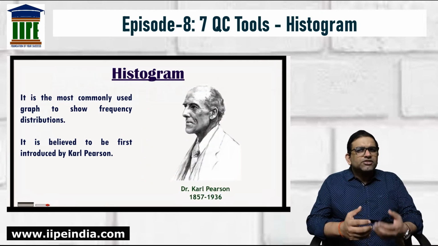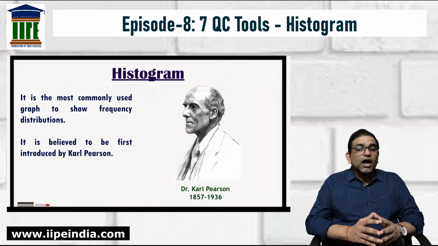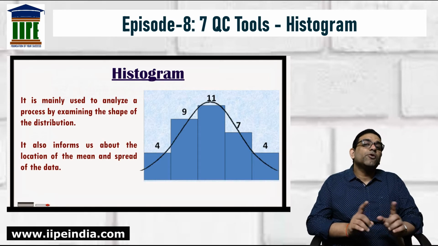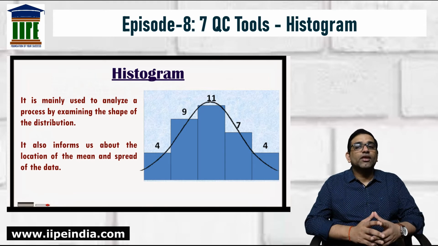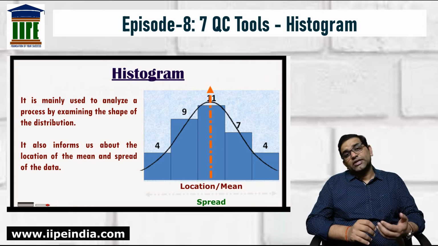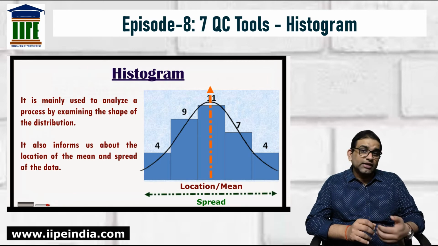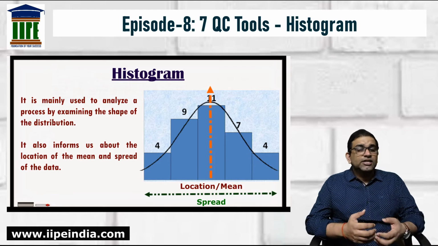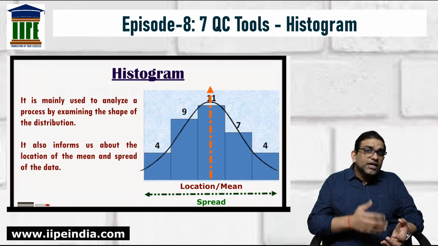It is believed to be first introduced by Karl Pearson. A histogram is mainly used to analyze a process by examining the shape of the distribution. Additionally, this also gives us certain other information, like the location of the mean and the specific values in the graph, the spread of the data, and the degree of variation, specifically to find out a problem that needs to be improved.